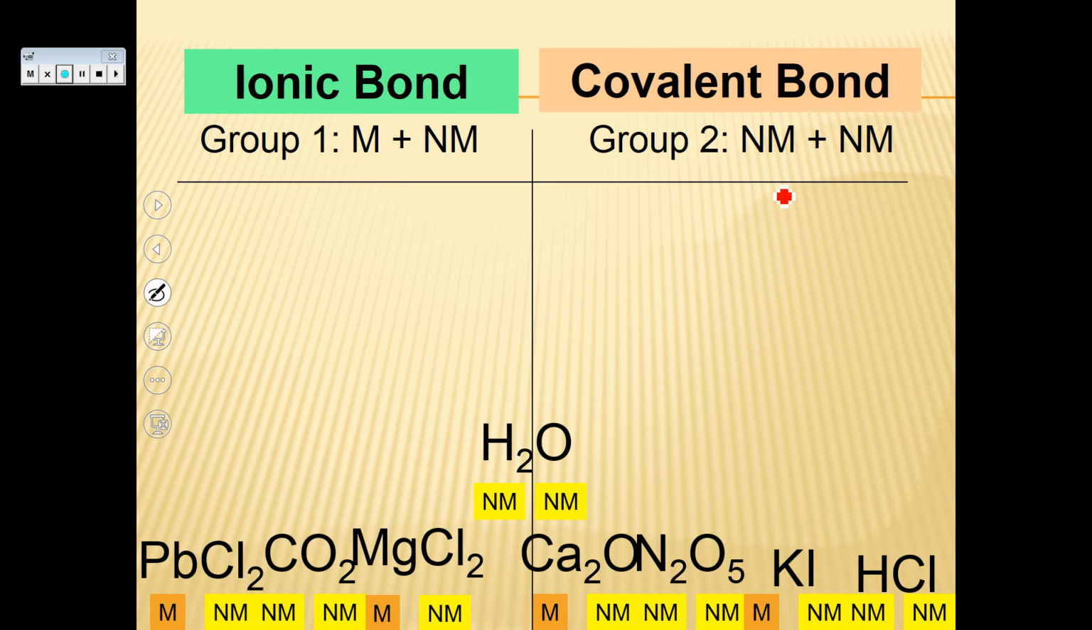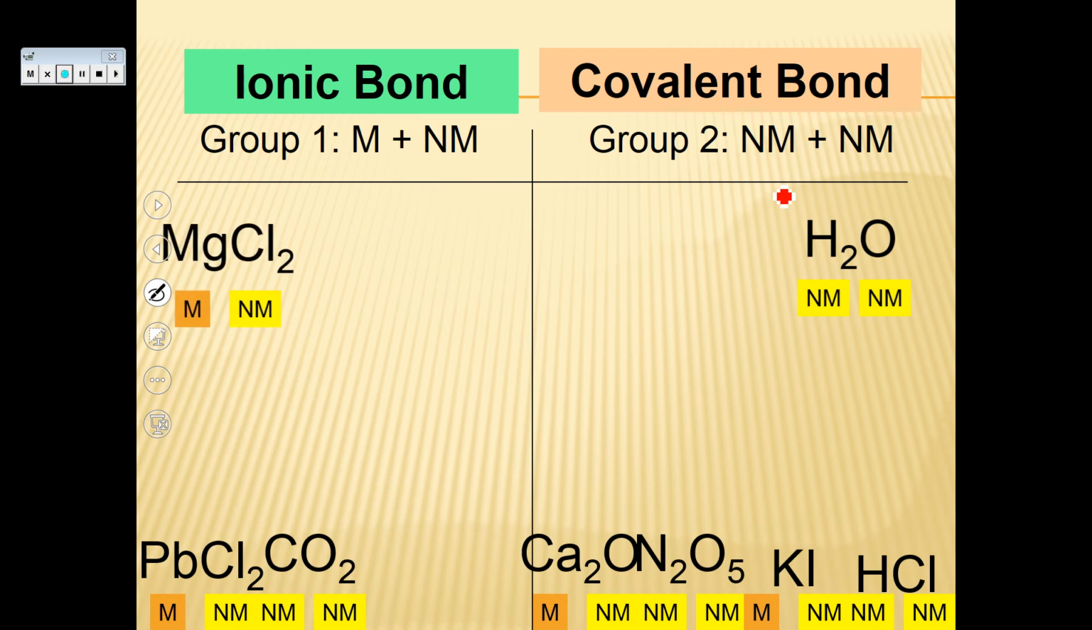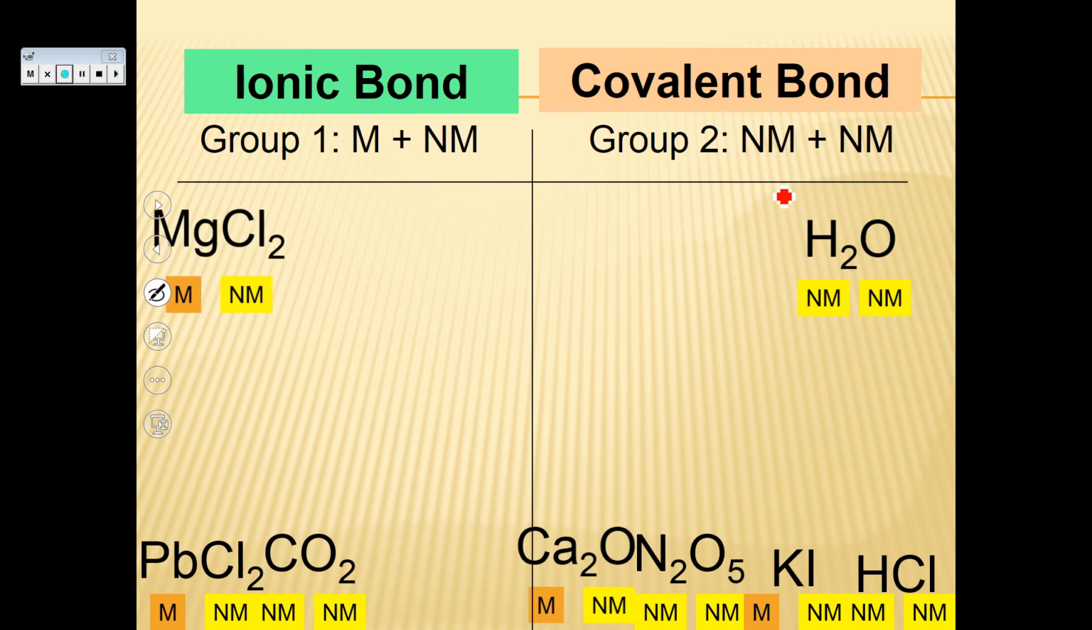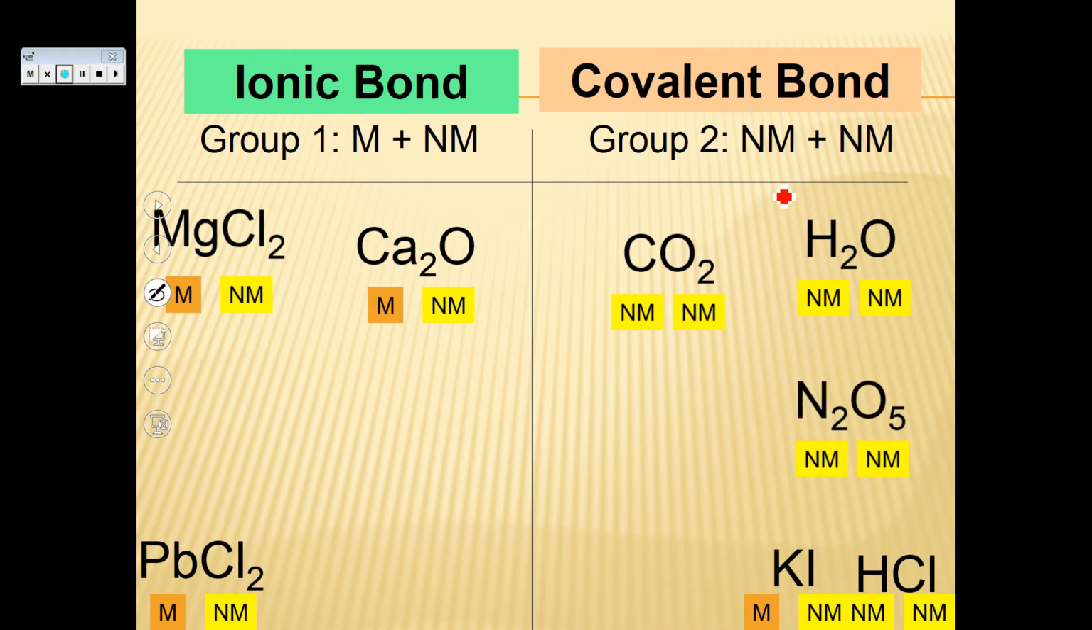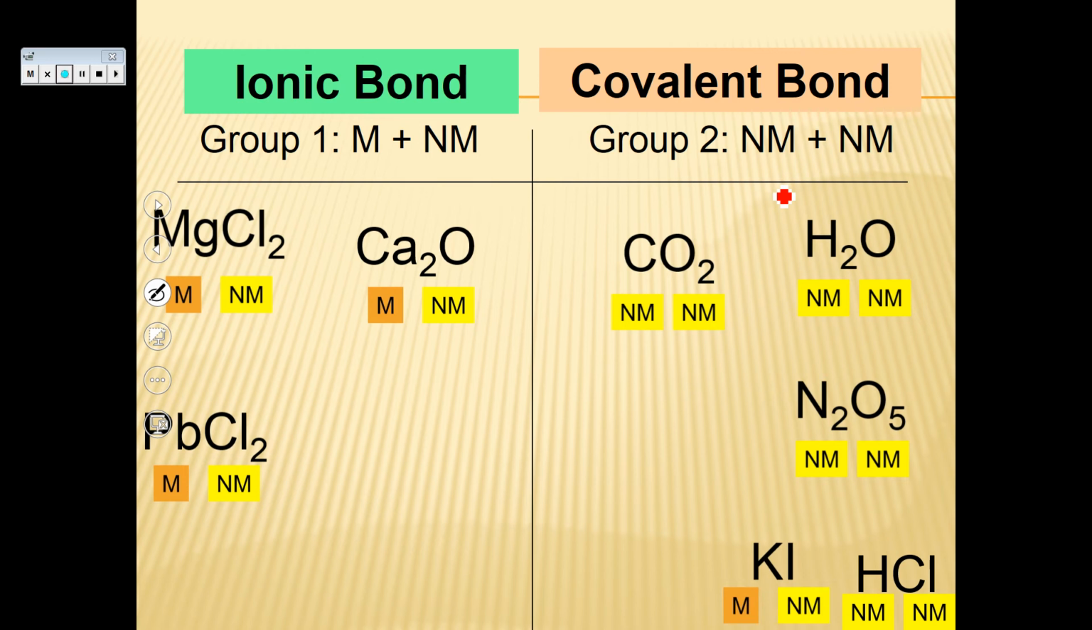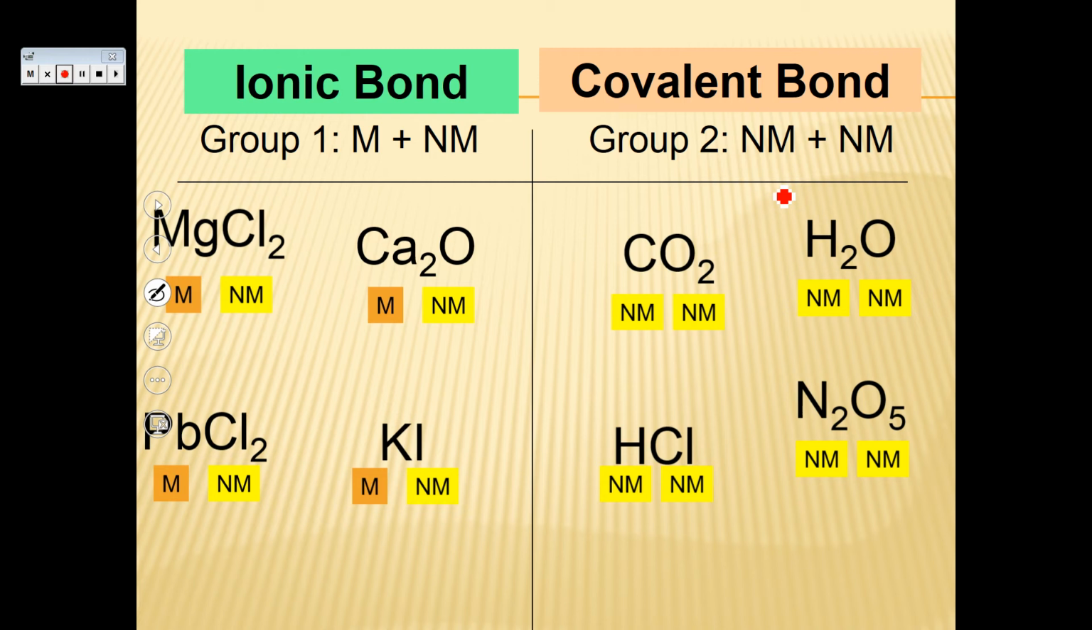So if you have 2 nonmetals, you are going to have covalent bonds. So H2O is going to have covalent bonding in it. MgCl2 is going to have ionic bonds. Ca2O will have ionic bonds. CO2 will have covalent bonds. N2O5, 2 nonmetals, covalent. PbCl2 has a metal, so it will be ionic. Potassium iodide, ionic, and HCl, covalent.